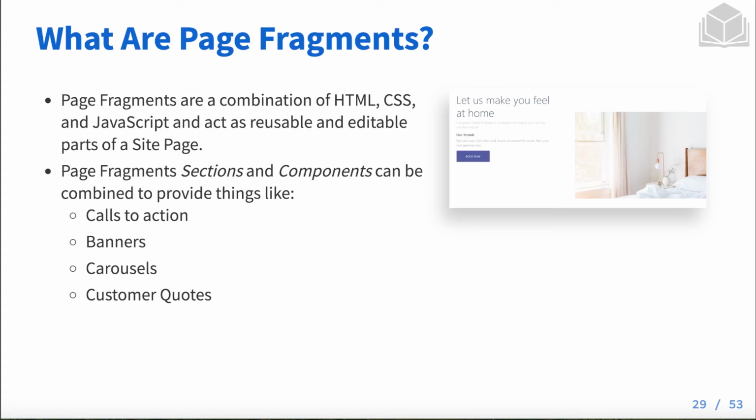So as I've mentioned in the introduction, page fragments are going to be a combination of HTML, CSS, and JavaScript to create reusable sections or components on our site pages. Now, these sections and components can be combined to create things like calls to action, banners, carousels, customer quotes, whatever you can think of, whatever you need as a particular section on your page, you can create with fragments. So this is an alternative way of building pages.